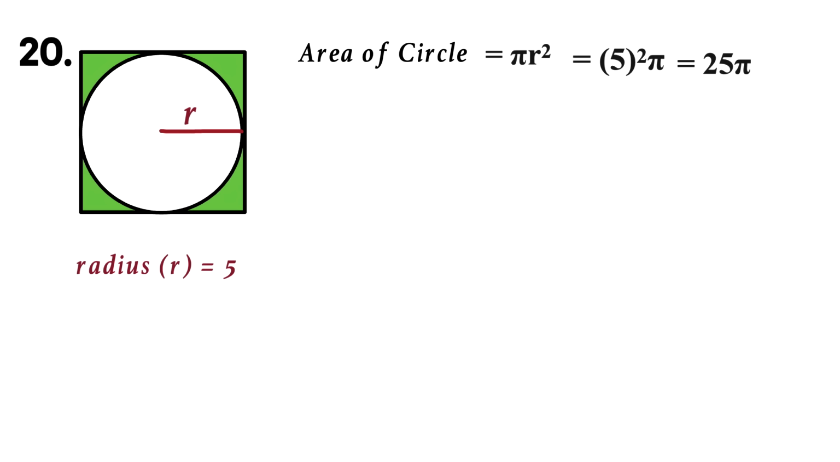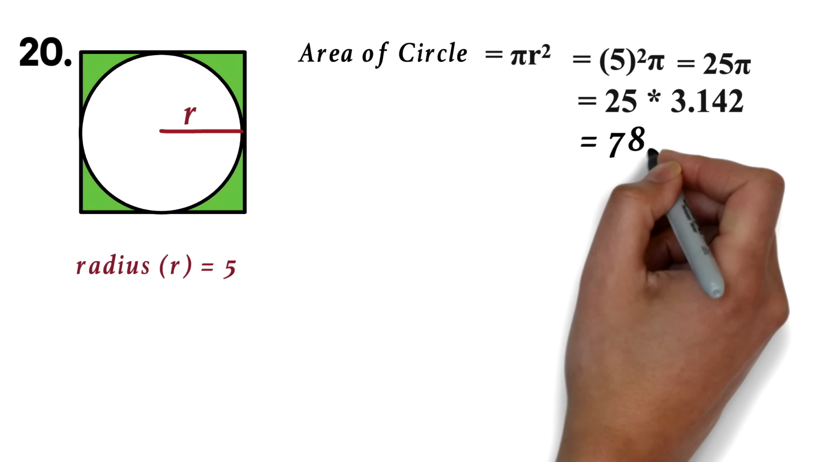The value of pi is approximately 3.142. So we have 25 times 3.142, which is 78.55.